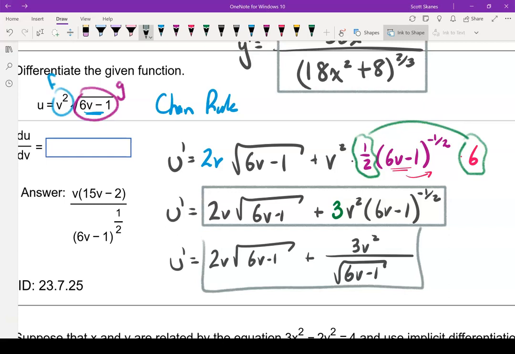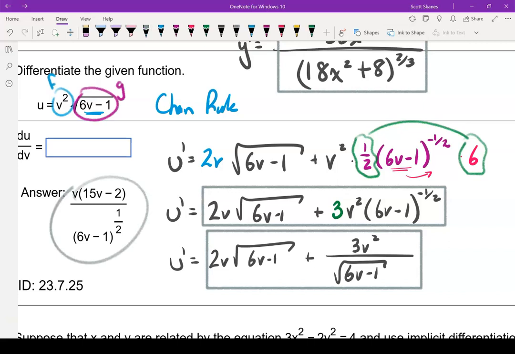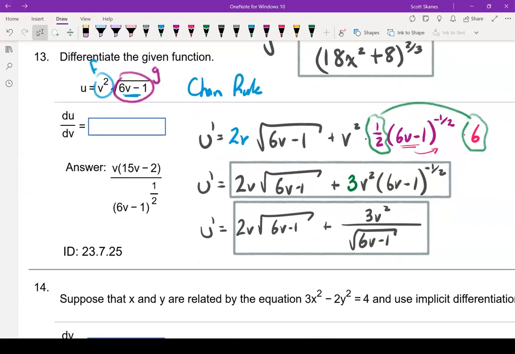Little pun there. There you go. Those are both fine, and Pearson has its own version of what it wants to do, but that just combined like powers, and it did a common denominator sort of thing. We don't need to do that. That's the end of question 13.